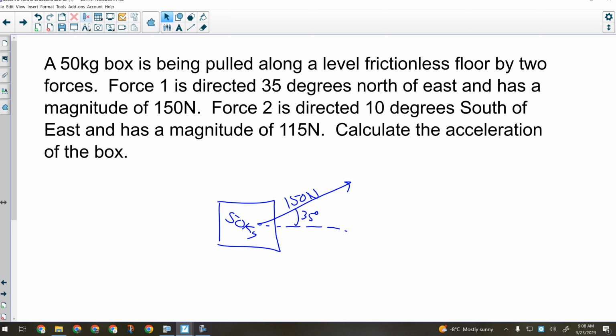The second force is directed 10 degrees south of east and has a magnitude of 115 newtons. So it's shorter and it's south and it's only 10 degrees, so maybe something like that, 10 degrees, and it's 115. Calculate the acceleration of the box. So it's on a frictionless floor, and those are the only two forces acting. Which way is the box going to go?